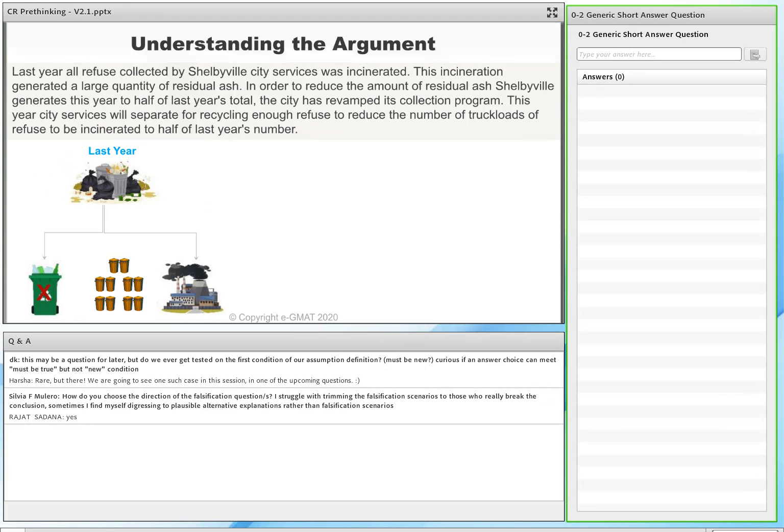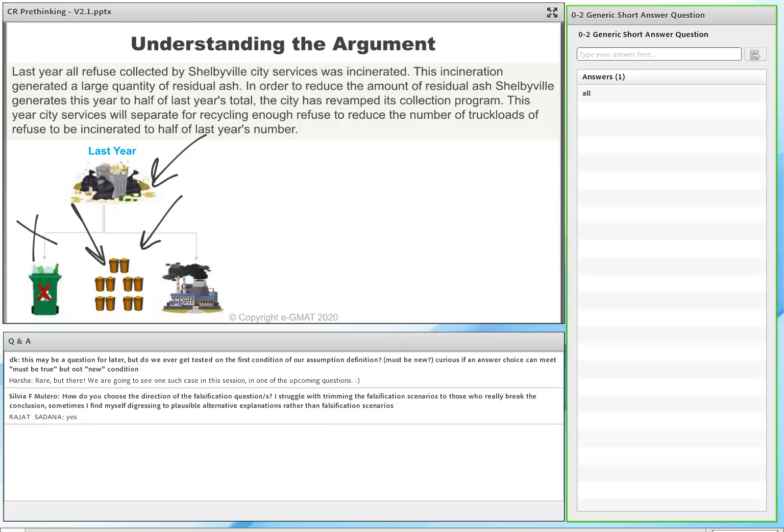So let's go over here. What happened last year? We collected a bunch of refuse. We did not incinerate any, we burned everything. Let's assume one trash can is one truck. So how many trucks' worth of refuse did we burn, or incinerate, last year? Can you count the number of trash cans, please? 10, right? And for those of you who said incineration was a difficult word, you should have looked at residual ash. You can say burning or chemical reaction. It doesn't matter.